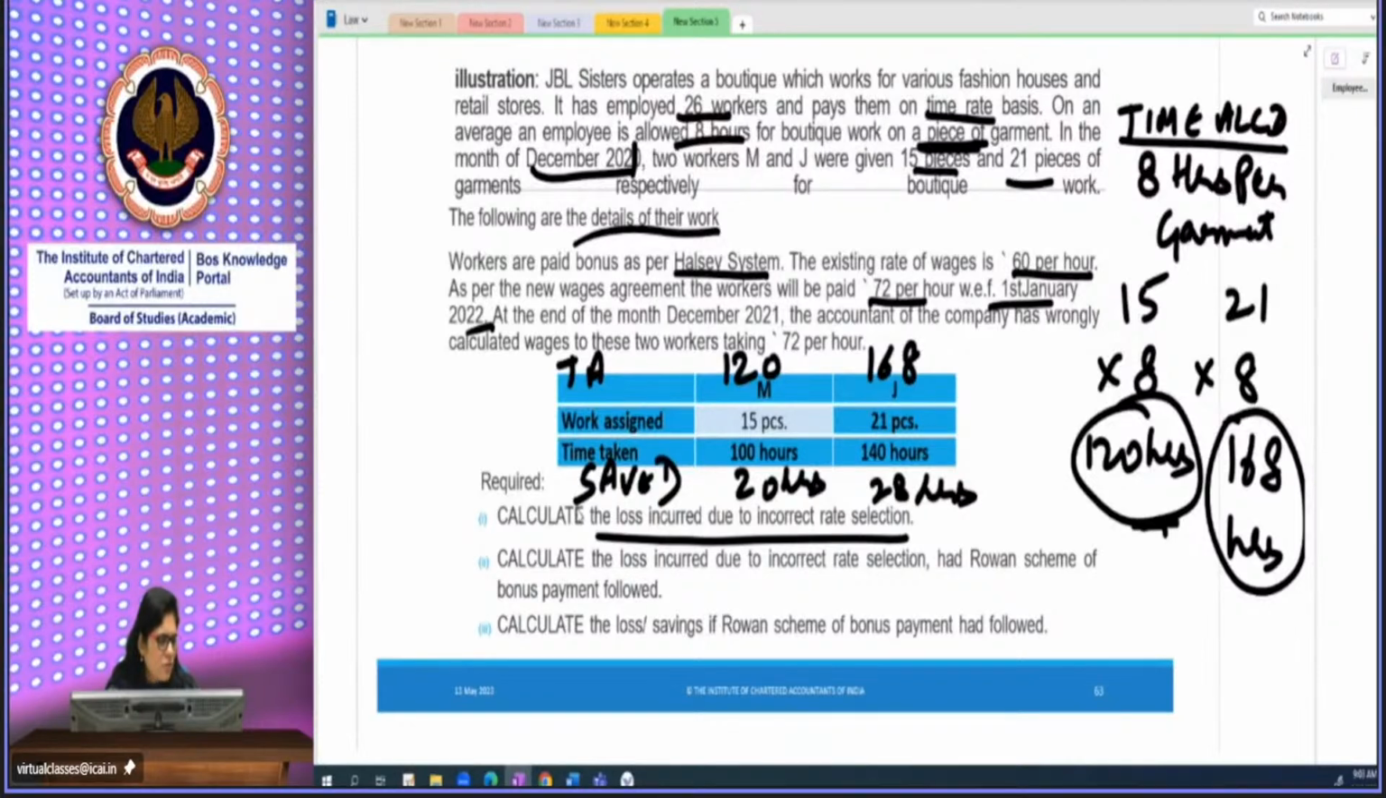Himanshu, I'll just get back to this question, but I don't understand what you're asking exactly. Let me just focus on the question first.